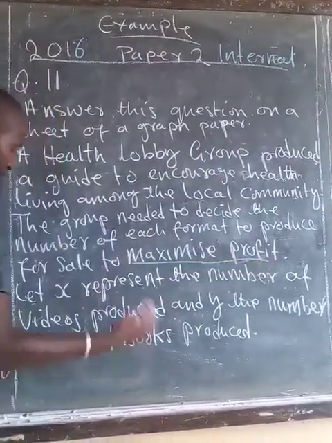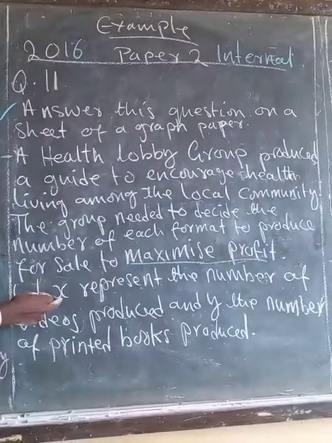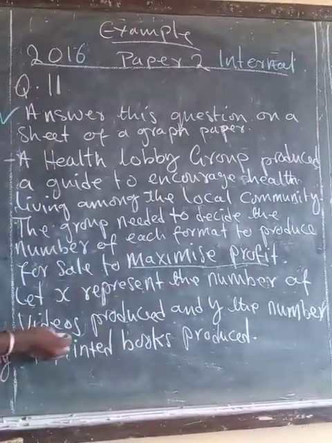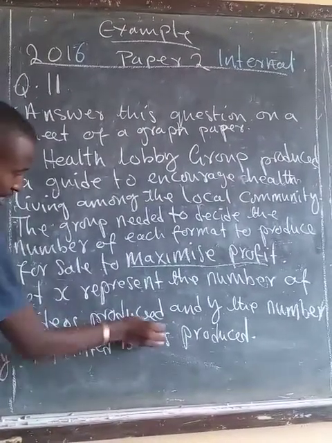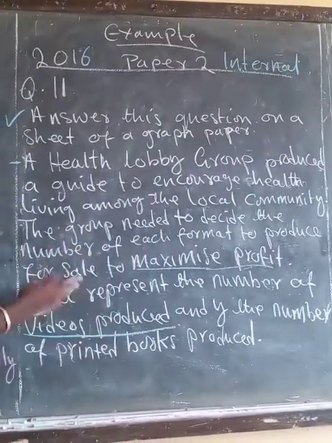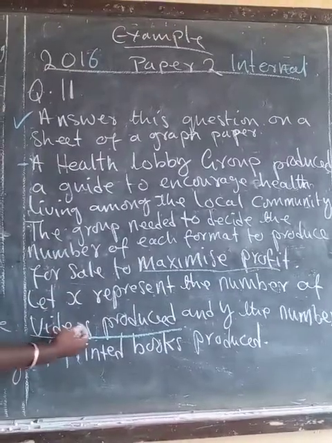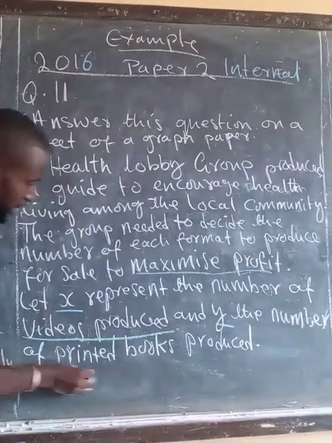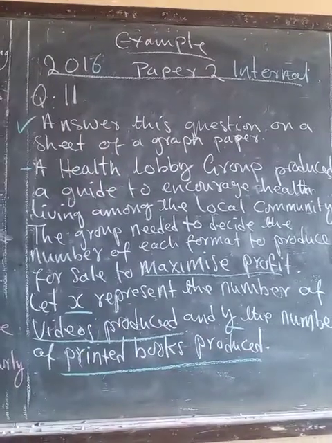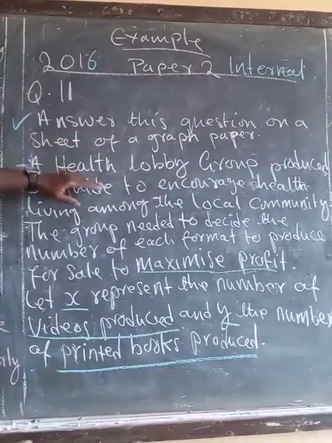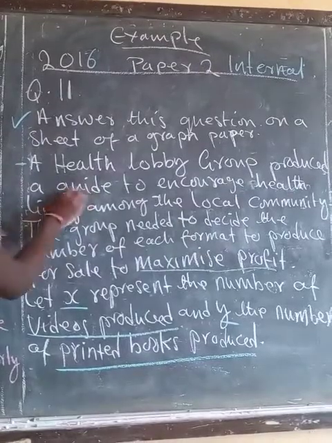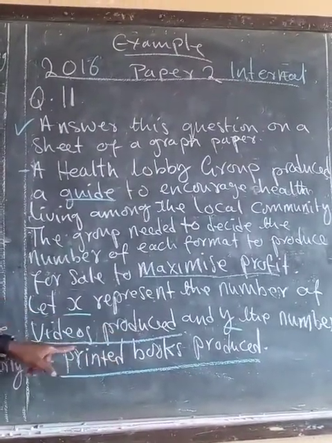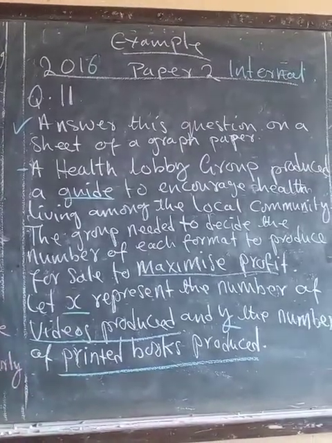Profit. So they are saying let X represent the number of videos, meaning that they are going to produce two things here, the videos, and let Y represent the number of printed books. So we have two things that the guides they are going to produce are: the videos and the printed books. Now, how do I answer this?